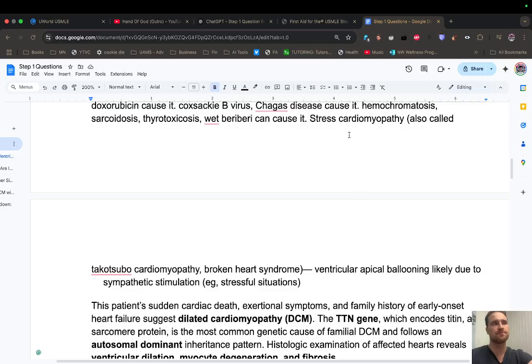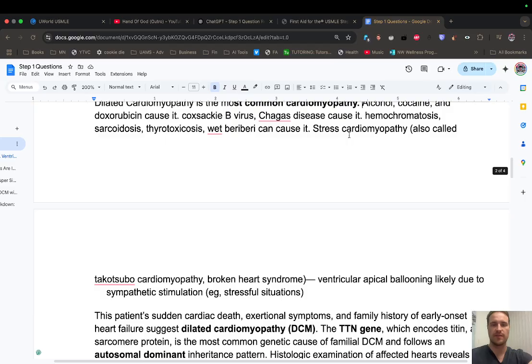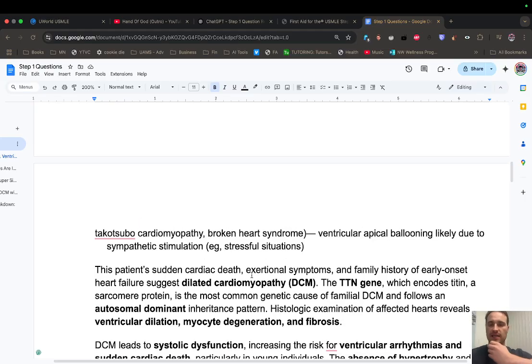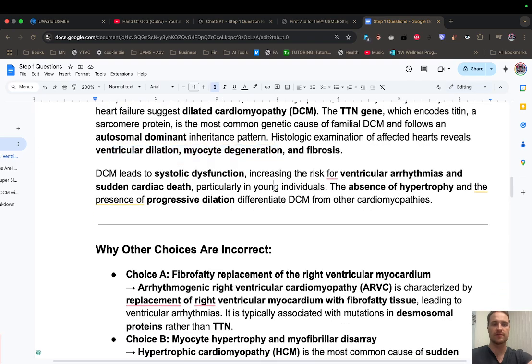You treat it with sodium. We'll talk about that in a second. But stress cardiomyopathy, also called Takotsubo cardiomyopathy or broken heart syndrome, when a big sympathetic stressing event happens, this can cause dilated cardiomyopathy as well. So this is a sudden cardiac death, and it suggests dilated cardiomyopathy, the TTN gene coding for titin, which is a sarcomere protein, and it's genetic, autosomal dominant with incomplete penetrance. You'd see the balloon heart, myocyte degeneration, and fibrosis. So less muscle, more dilation.